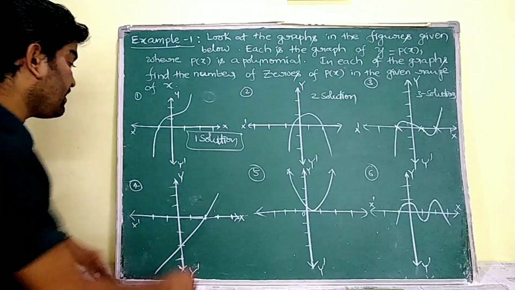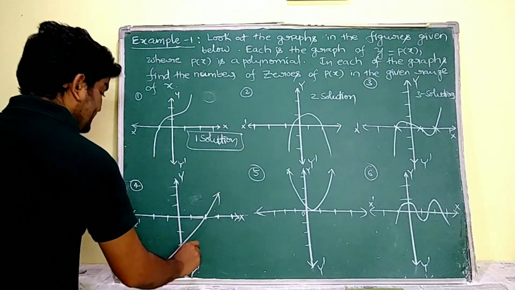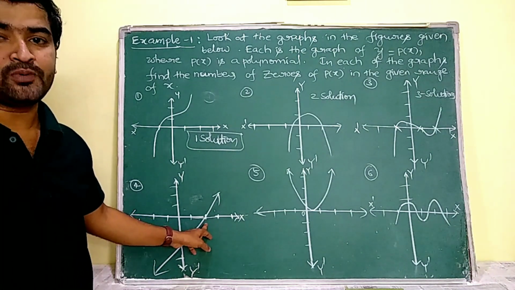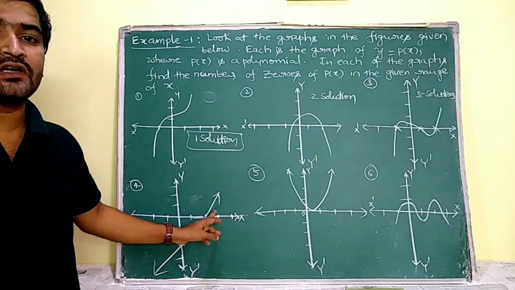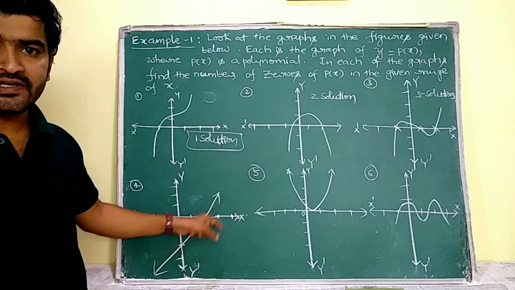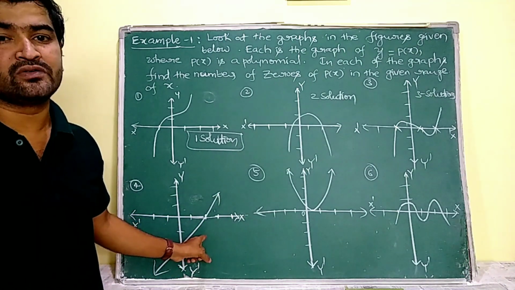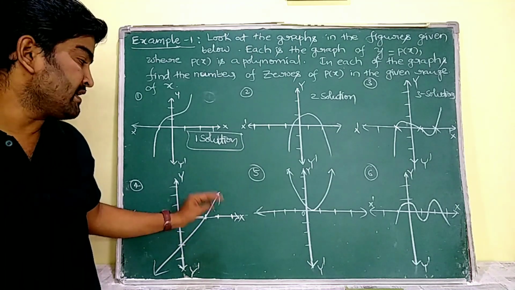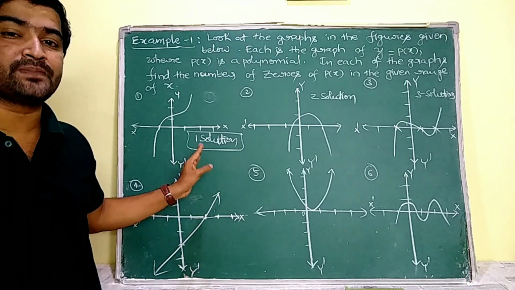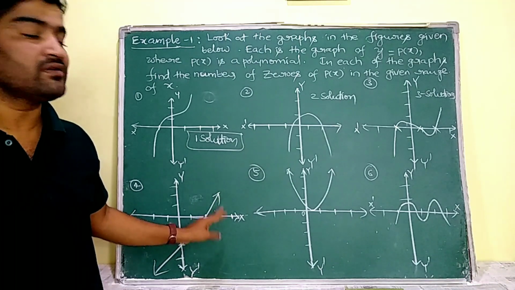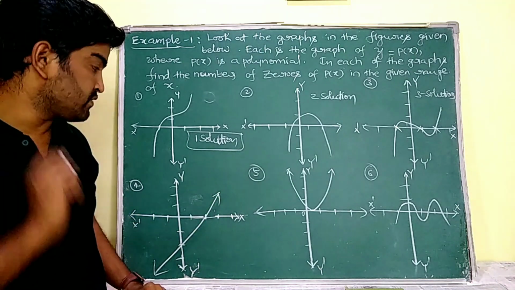Here this graph touches the x-axis at one position. That is why it is having one solution graphically. Actually, it is a straight line. In general, it is having infinitely many solutions. But here he is asking us to write the solutions with respect to the graph. So graphically it is going to have one solution.